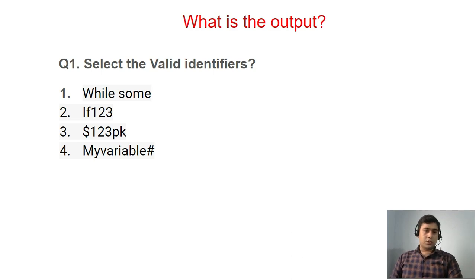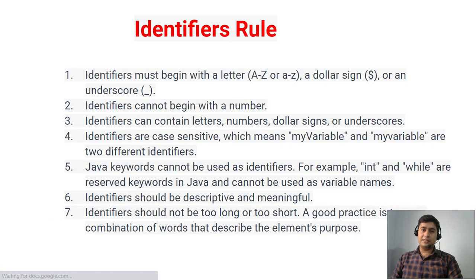I hope you understood, and also please remember these rules. Based on that we can go forward and write any identifiers as classes, methods or variables. Thank you so much.